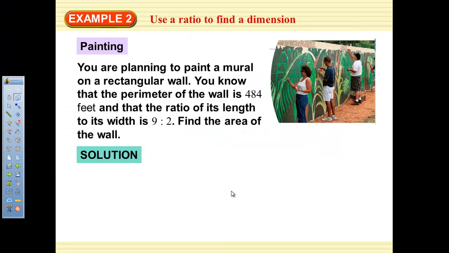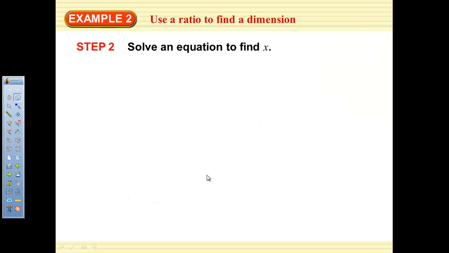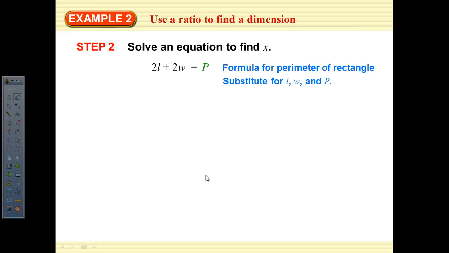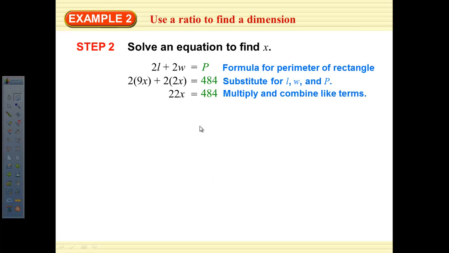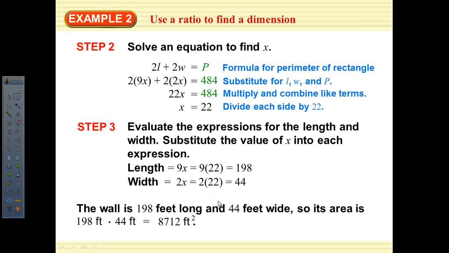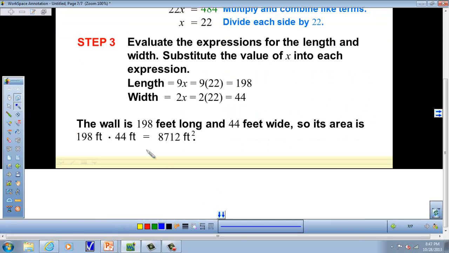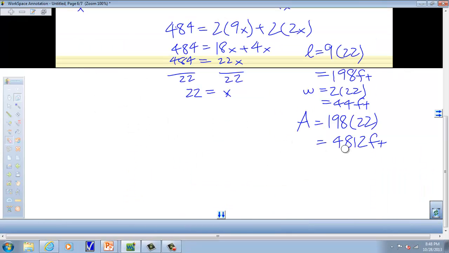So again, we're going to use 9x and 2x to represent the length and the width. We plug it into the formula for perimeter, and we get x is equal to 22. Then we plug it into the length and the width. We get 198 and 44. Oh, I'm sorry, it's way off. It would be 198 times 44, which is 8712. I should go back and fix that. I got the 12 part right. So it's 8712. Okay?